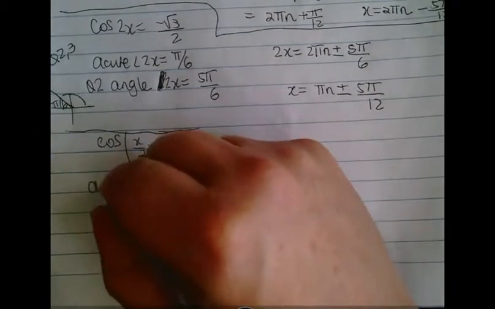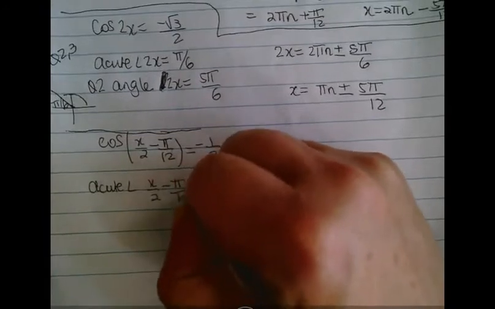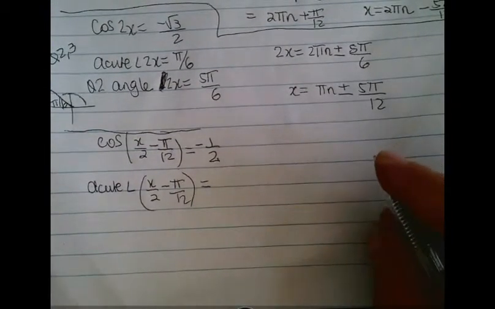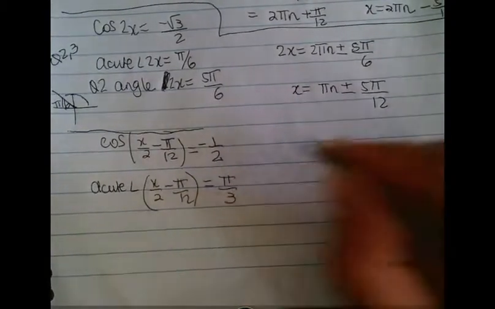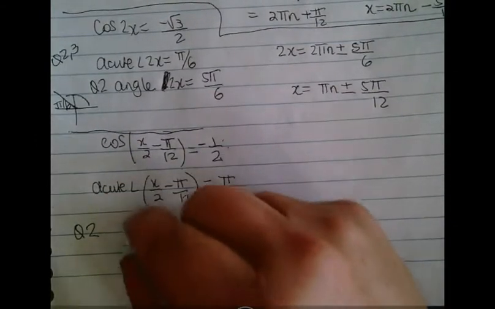What's your acute angle x on 2 minus pi on 12? Cos of what is a half? Cos of 60? That's pi on 3. But what quadrant do you use? Cos is negative in quadrants 2 and 3. We must use quadrant 2.